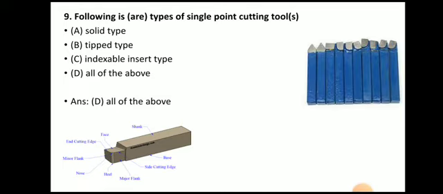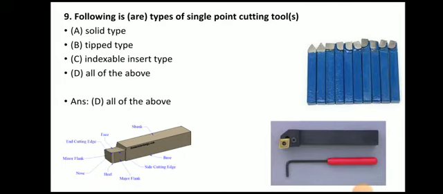Then this is a tip type of tool. Here you can see the tip is made up of different material and this shank is made up of some different material. Then this is the indexable insert type. Here you can remove the insert with the help of this Allen key. So this is the indexable insert type. All of these are the types of single point cutting tool. So the answer is all of the above.